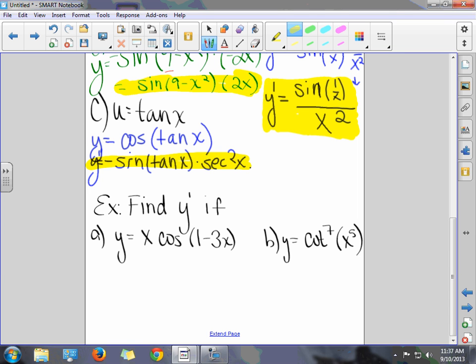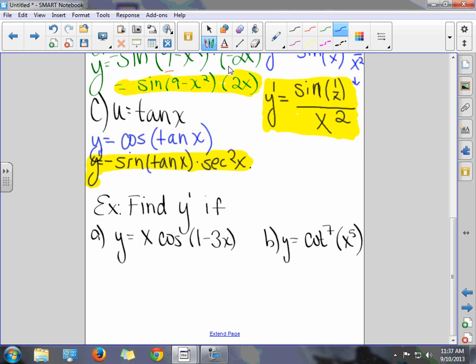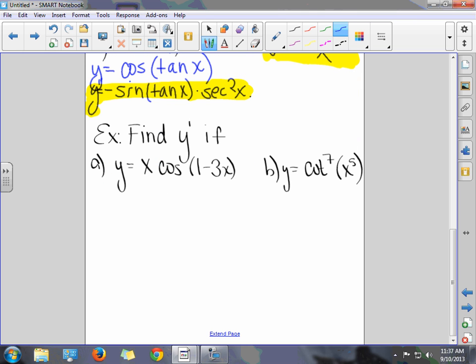So it's not so bad. It's really important that you are able to identify inner and outer functions, especially when we start integrating and using u substitution. So I want to practice this just a couple more times.